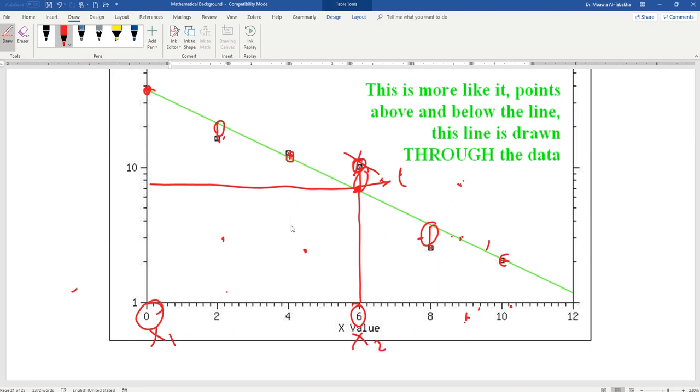Can you read x2? x2 is 6, right? Now, y2, let's suppose it is this point. What is this point? See here, this is 1, 2, 3, 4, 5, 6, 7, 8. So what you read here is 8. So I have 6 and 8. Can I write 8 here? No, that's wrong. Why is it wrong? I cannot write 8.